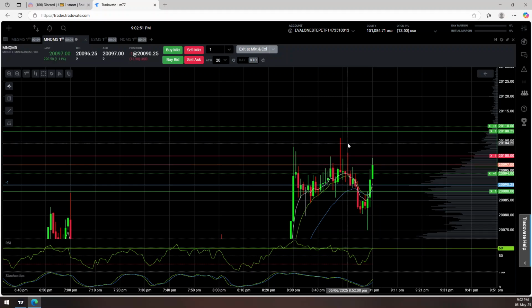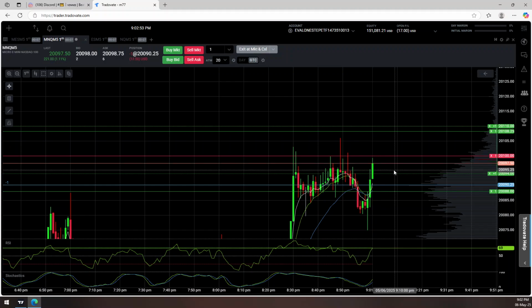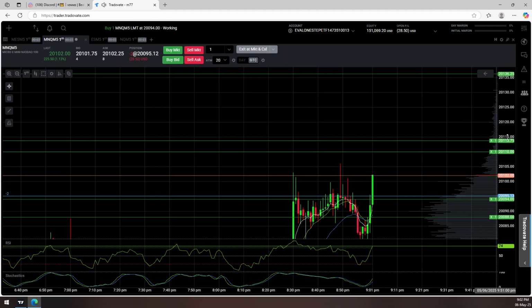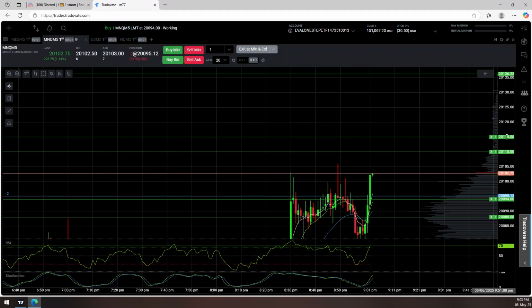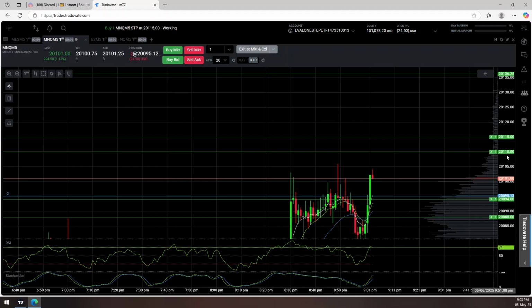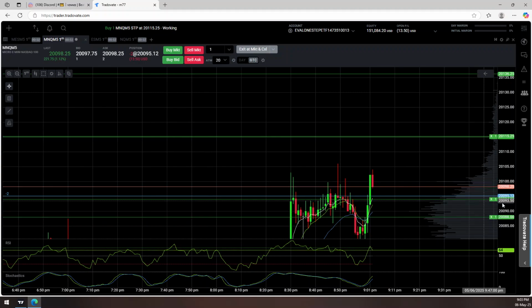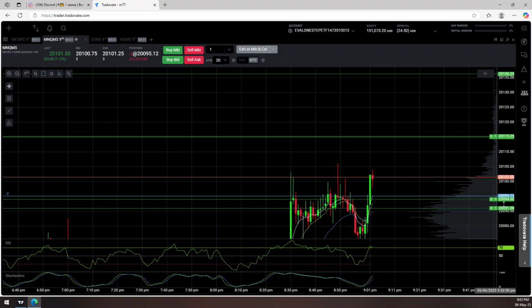So that's the problem with trading NQ. You will have really wide moves. Right now, literally, I don't have anything before 127 to stop if this keeps on going up.